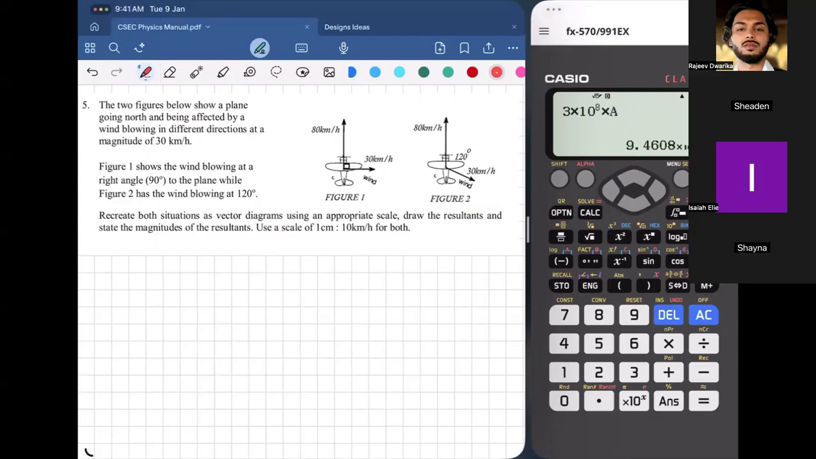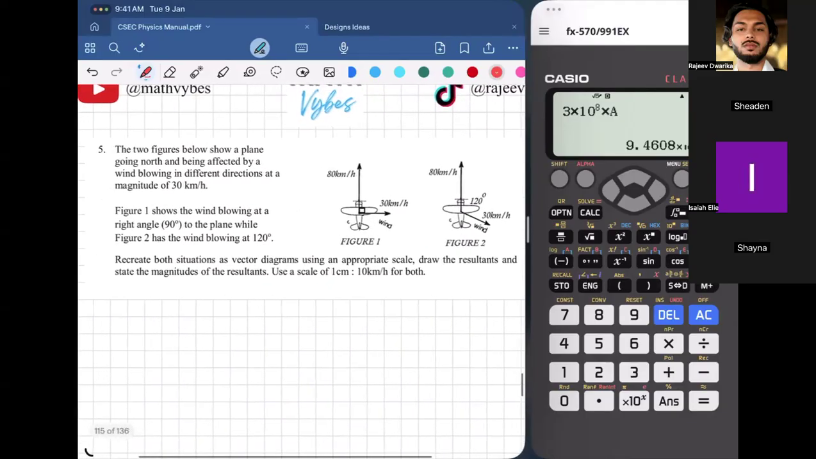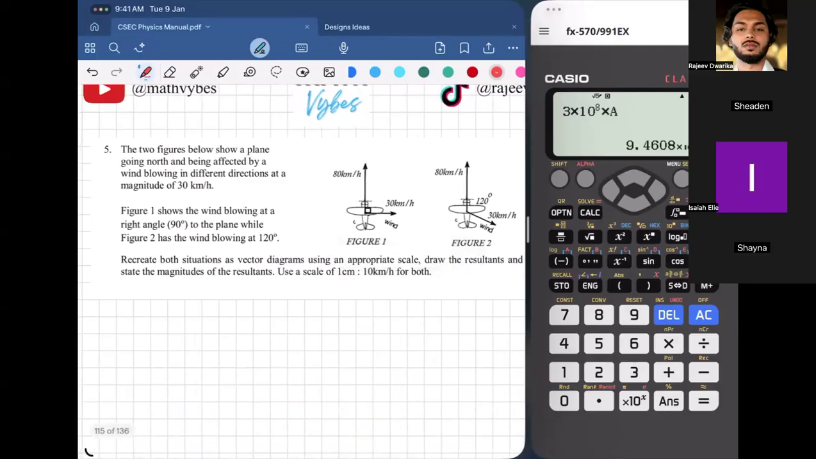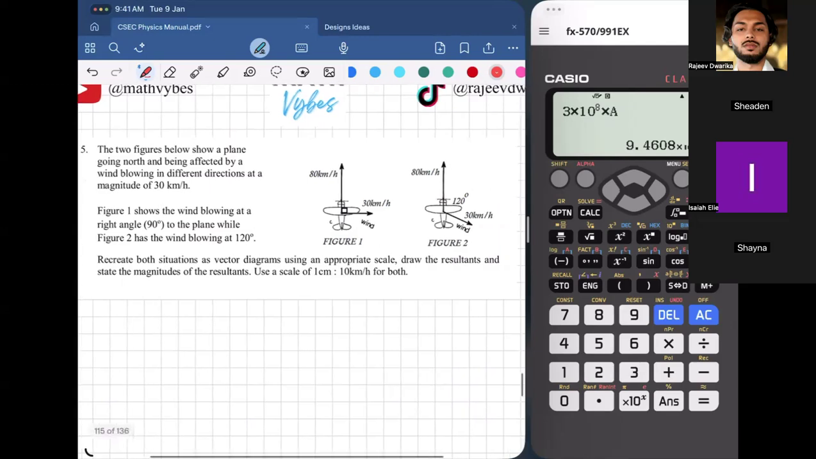Okay. All right. So Isaiah and Shay can take a little break. I want to stress Shay out. So Shay, read the question there. The two figures below show a plane going north and being affected by the wind blowing in different directions at a magnitude of 30 kilometers per hour. Figure 1 shows the wind blowing at a right angle, 90 degrees to the plane, while figure 2 has the wind blowing at 120 degrees. Recreate both situations as vector diagrams using an appropriate scale to draw the resultants and state the magnitudes of the resultants. Use a scale of 1 centimeter per 10 kilometers per hour for both.